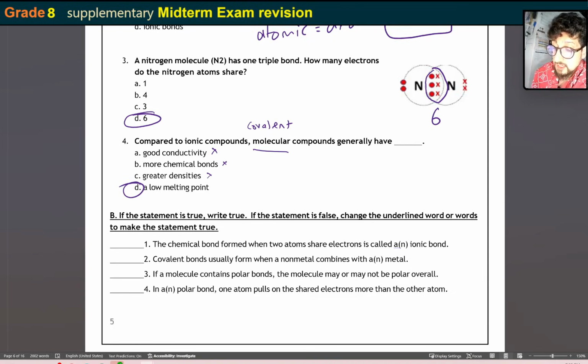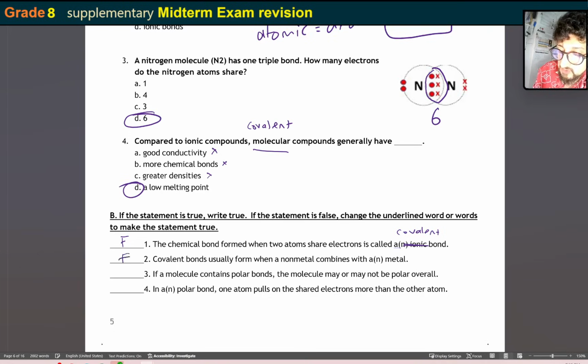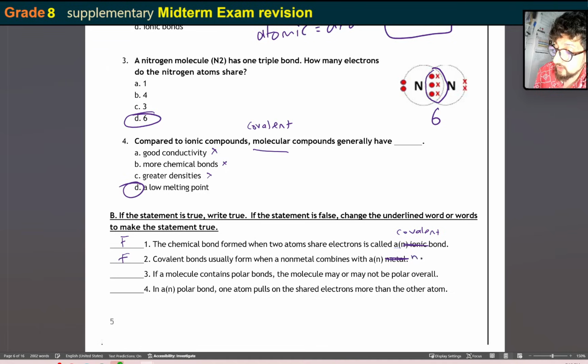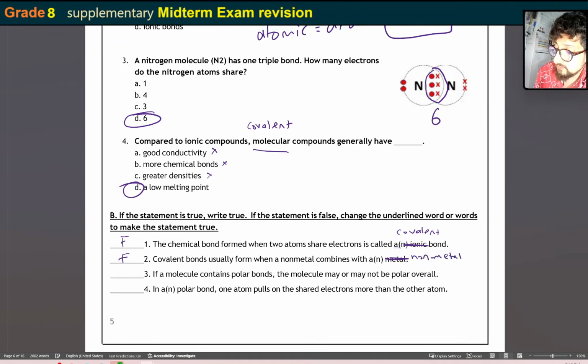If the statement's true, then write true. If the statement is false, change the underlined word or words to make the statement correct. The chemical bond formed when two atoms share electrons is called an ionic bond. That is false. It's not an ionic bond, it's a covalent or molecular bond. Covalent bonds usually form when a non-metal combines with a metal. That is also false. Covalent bonds form when a non-metal combines with another non-metal.